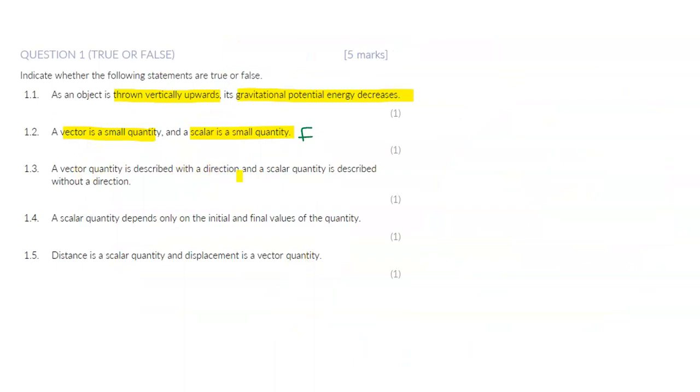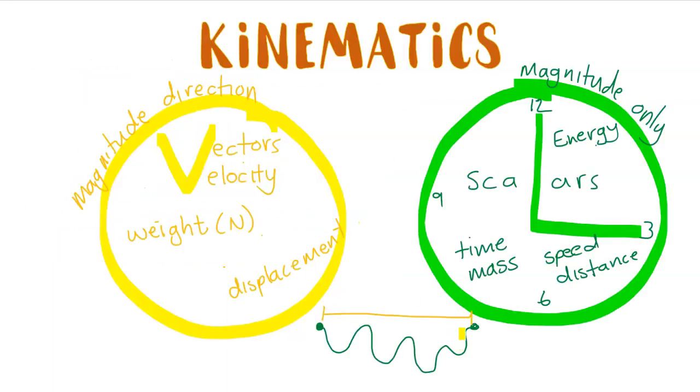A vector quantity is described with a direction and a scalar quantity is described without a direction. That's exactly what I just told you. So this one is true. So a vector has a direction and a scalar does not have a direction. A scalar quantity depends only on the initial and final values of the quantity. Now, if you were with me just now, I actually drew this little picture for you. That answer is false. Displacement, or vectors, depend on the initial and final position or value, where scalars do not. So this one is false.